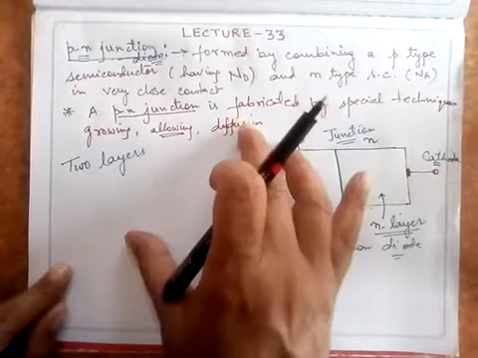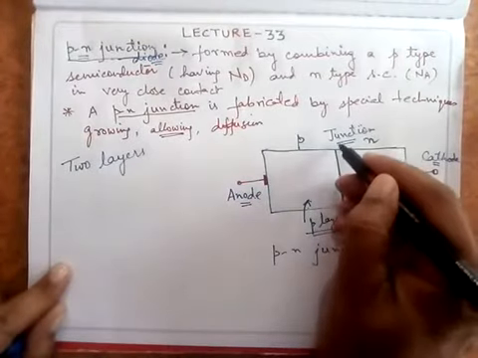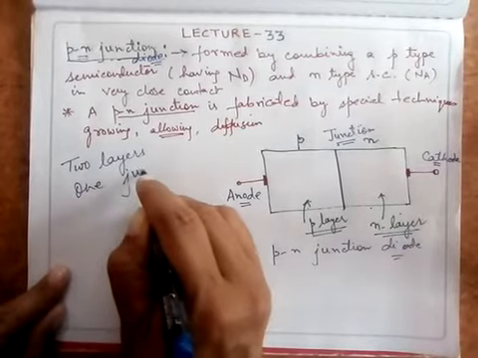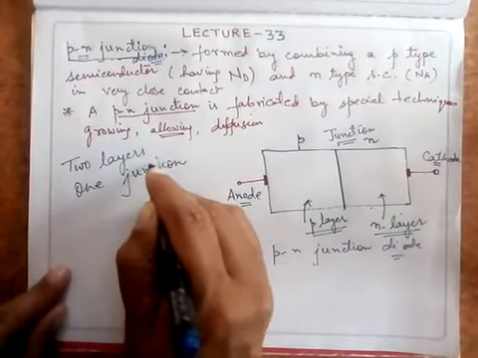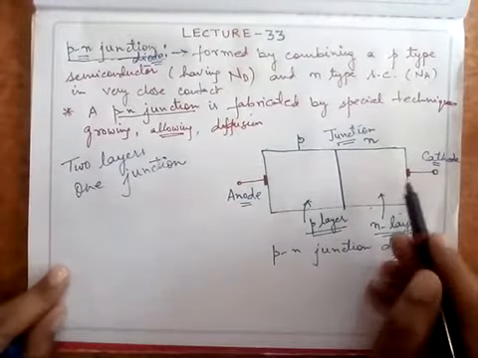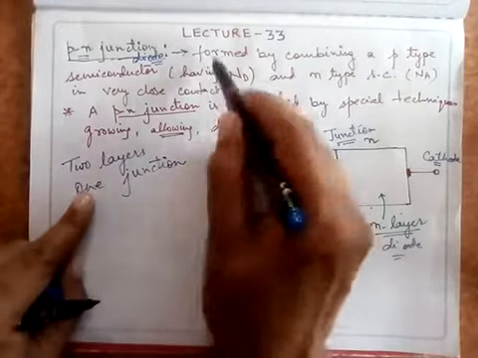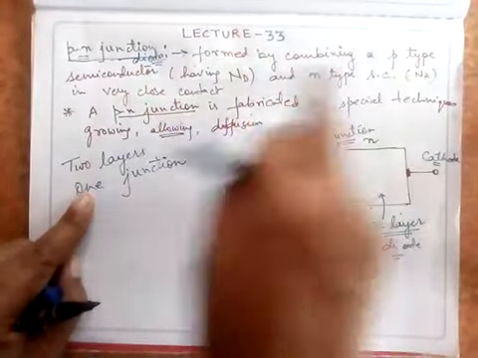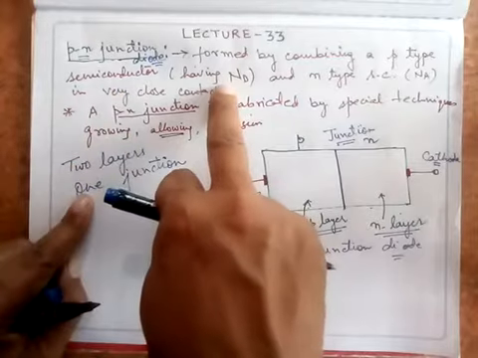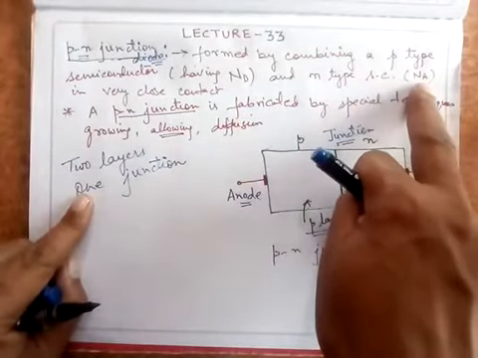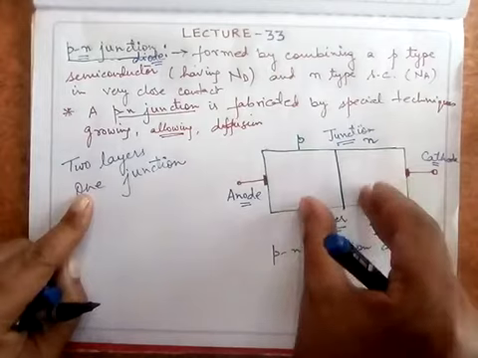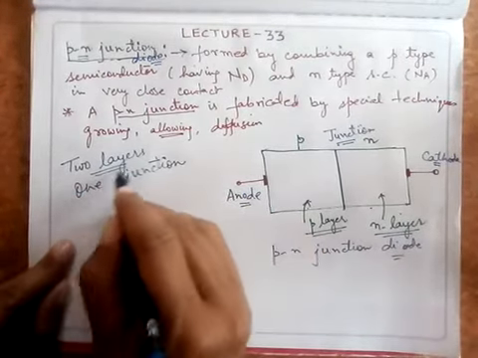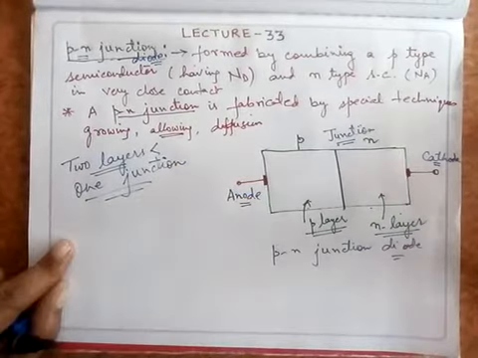When we discuss the transistor, it is three layers and two junctions. And this is one junction here. Two layers and one junction. So this PN junction diode is a two layer, one junction semiconductor device formed by combining a P-type semiconductor having acceptor impurity and an N-type semiconductor having donor impurity in very close contact. I hope that this is clear to you. Now these two layers, one is called the P layer, the other is called the N layer.